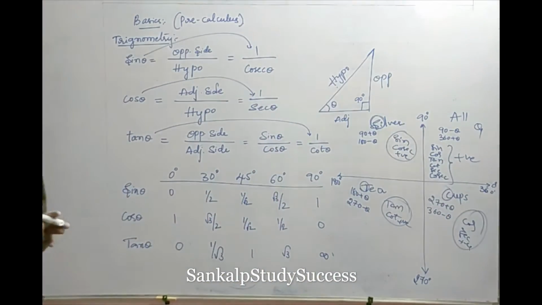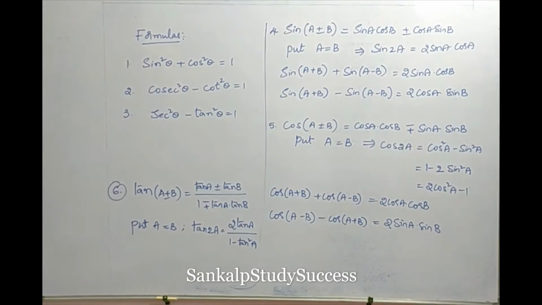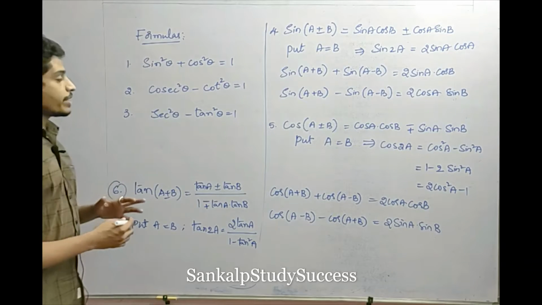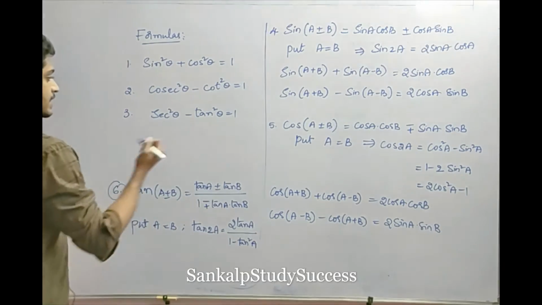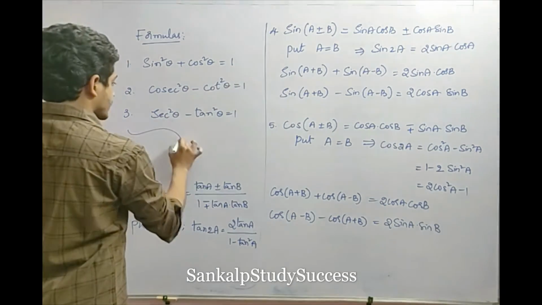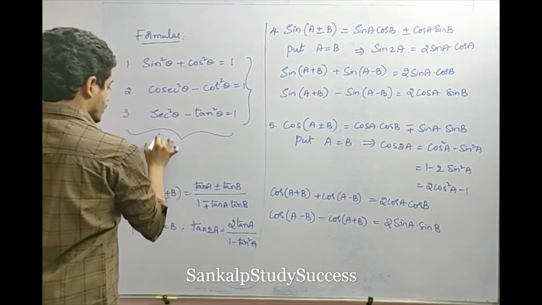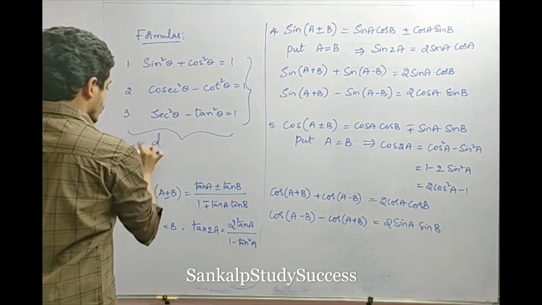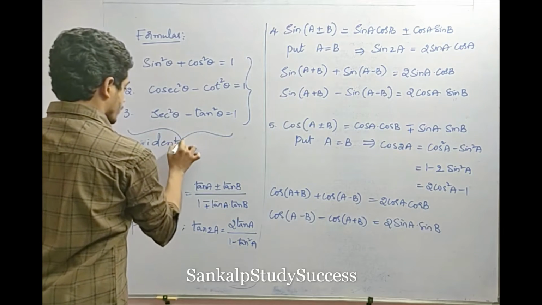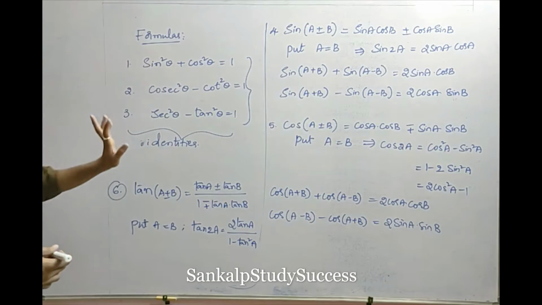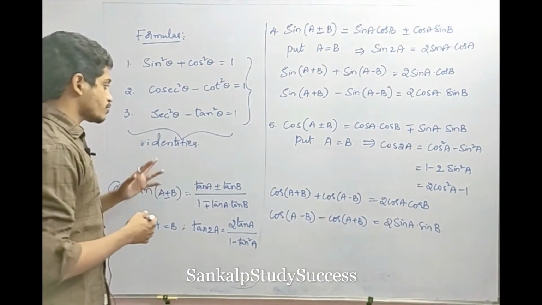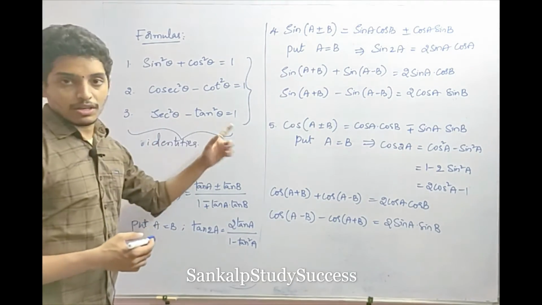In this way, I hope you already remember all these things. Once you look at these things, now let us see some few important formulas in trigonometry. First formula, these three are called trigonometric identities, which are very important and you all know that, right? Sine squared theta plus cos squared theta is 1, cosecant squared theta minus cot squared theta is 1, secant squared theta minus tan squared theta is 1.